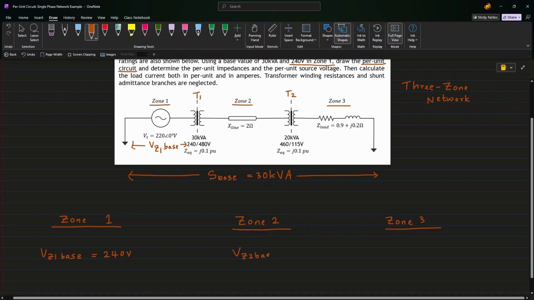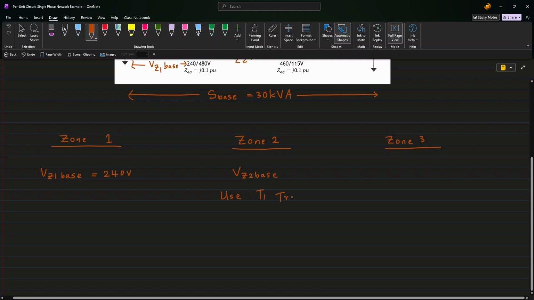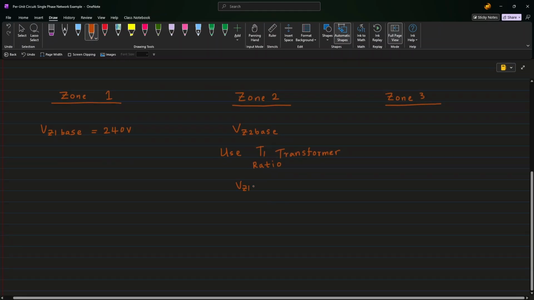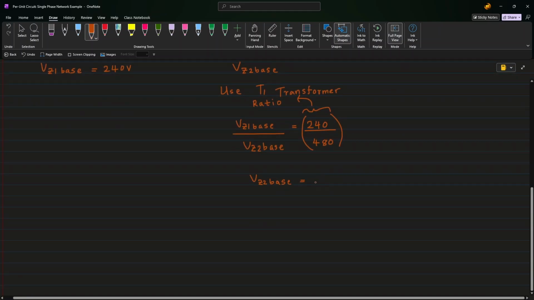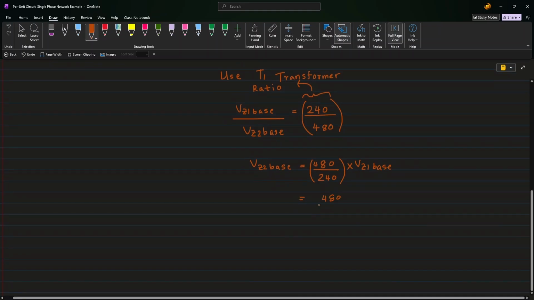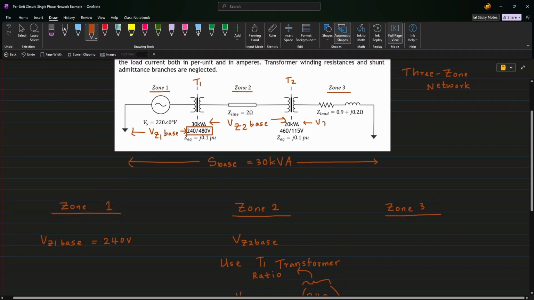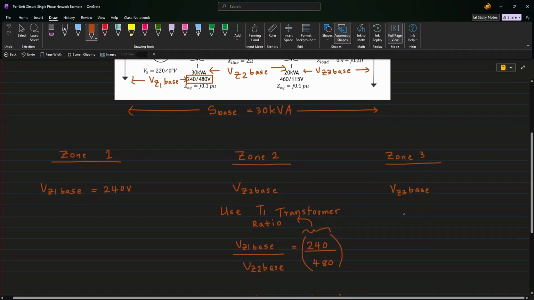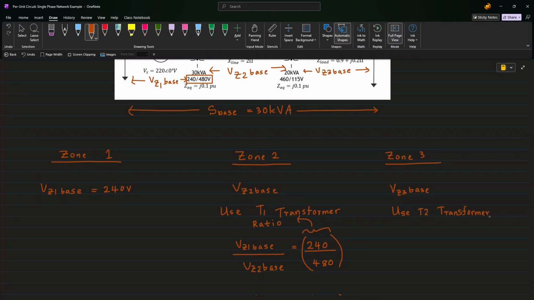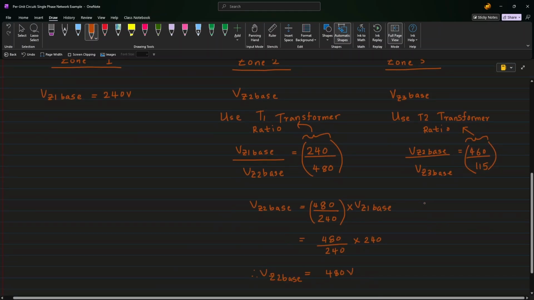Let's denote this as VZ2 base. To find the VZ2 base, we can use the transformer T1's turns ratio. The transformer ratio of T1 is already given to us in the figure above. Then we can find VZ2 base as follows. Similarly, we can also find the base voltage of zone 3. Let's represent it as VZ3 base. Similar to the previous scenario, we can use the transformer ratio of T2 now to find VZ3 base. Let's quickly work it out here and obtain the VZ3 base.